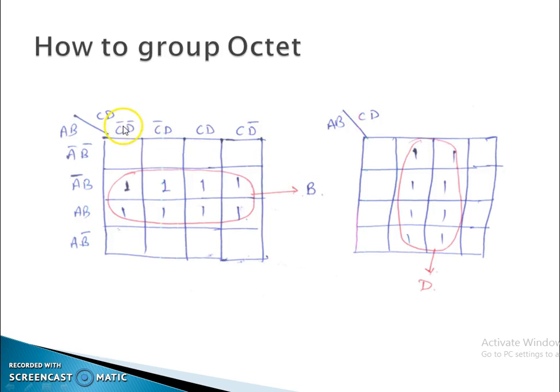Why is it so? The value of C and D is changing from C complement to C and D complement to D here, and the value of A is also changing from A complement to A. So the min term of this octet will be B only. Here also the value of AB is changing from complement to its original value. Here the value of D is common and the value of C changes from C complement to C. So the min term related to this K-map will be D.